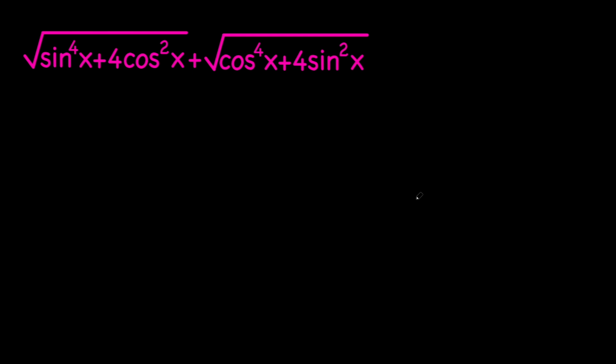Hey there guys, in this video we're going to be simplifying this radical trigonometric expression. So we have the square root of sine to the fourth plus 4 times cosine squared, plus the square root of cosine to the fourth plus 4 times sine squared. And we're supposed to simplify this.